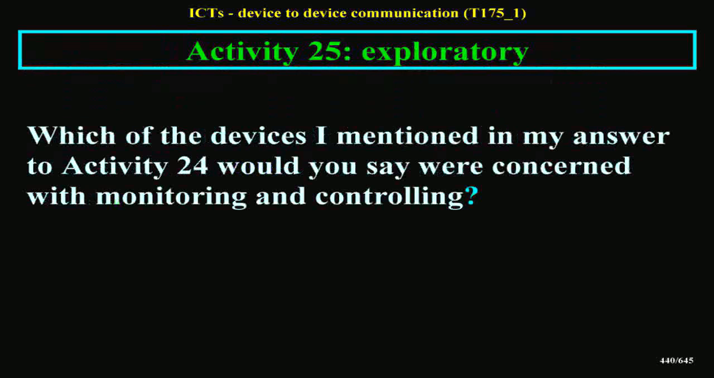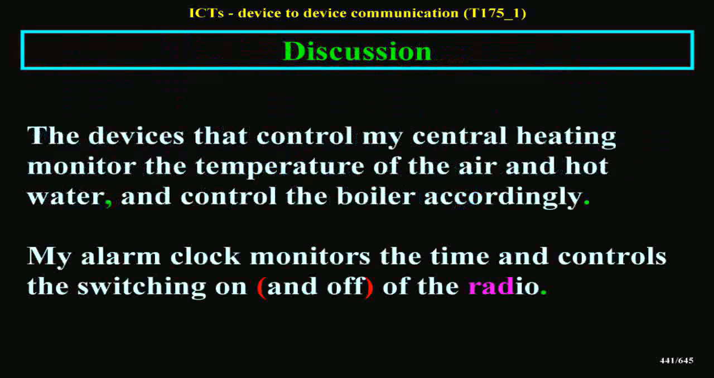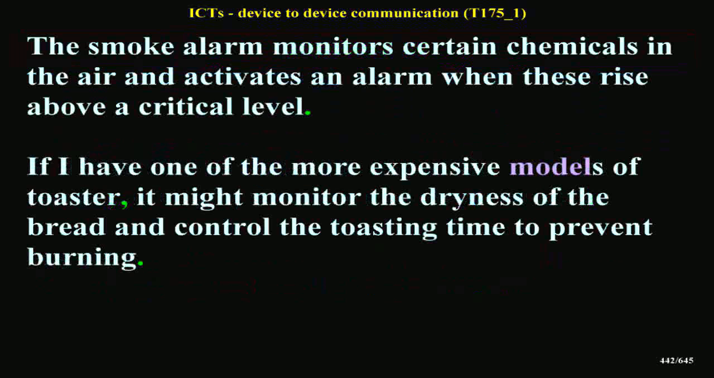Activity 25. Exploratory. Which of the devices I mentioned in my answer to Activity 24 would you say were concerned with monitoring and controlling? Discussion. The devices that control my central heating monitor the temperature of the air and hot water, and control the boiler accordingly. My alarm clock monitors the time and controls the switching on and off of the radio. The smoke alarm monitors certain chemicals in the air and activates an alarm when these rise above a critical level.